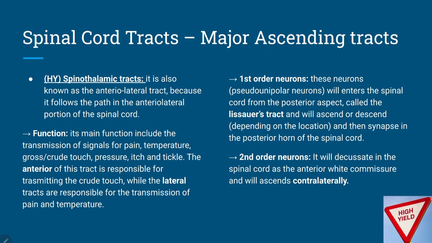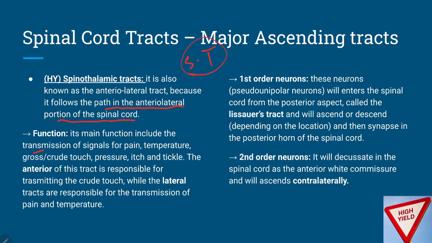Now we're going to look at another major ascending tract, and it is also a high yield one, the spinothalamic tract. Again, spinal cord, thalamus, spinothalamic tract. It is also known as the anterolateral tract because it follows the path in the anterolateral portion of the spinal cord. What are the functions?